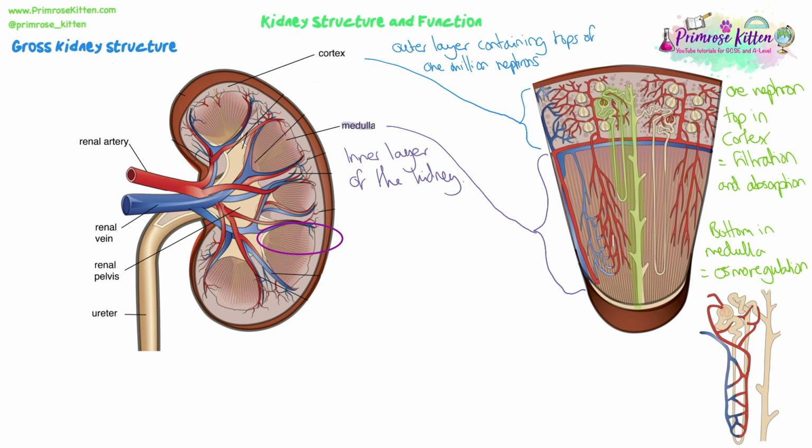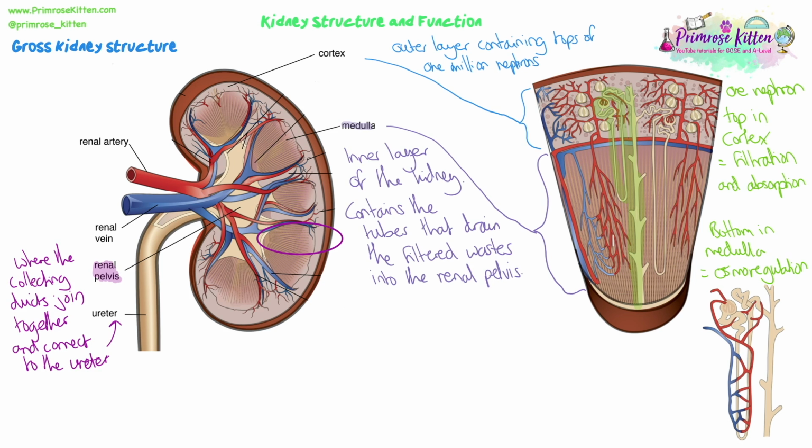So we can see here we've got some of those tubes of the nephron coming all the way down through the medulla, and then on the larger diagram, we can see the renal pelvis is like the collection of tubes in the middle that join up to the ureter. And then, as we said earlier, the ureter is where the urine travels down to the bladder. So that's the overall structure.